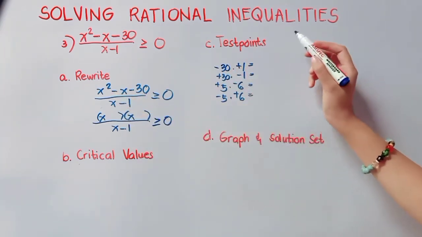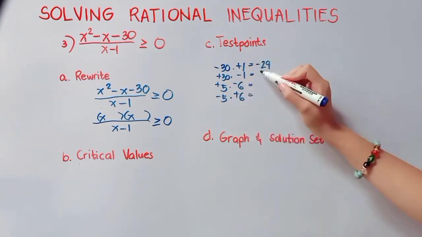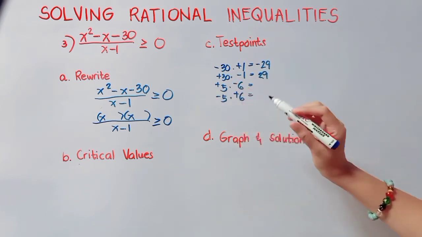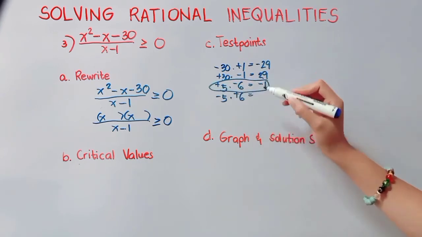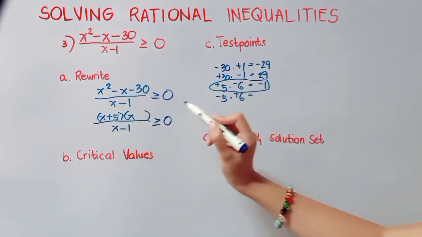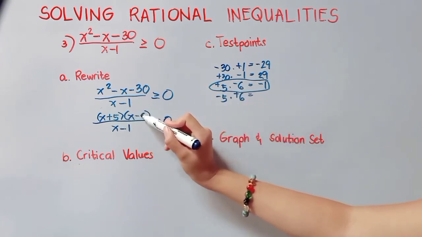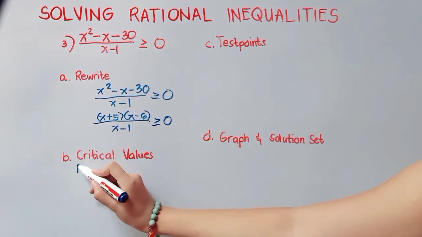So negative 30 plus 1 is negative 29. 30 plus negative 1 is 29. 5 plus negative 6 is negative 1. Therefore, this is the pair that we are looking for. So we'll just have to write here positive 5 and negative 6. So we are now ready to get our critical values.